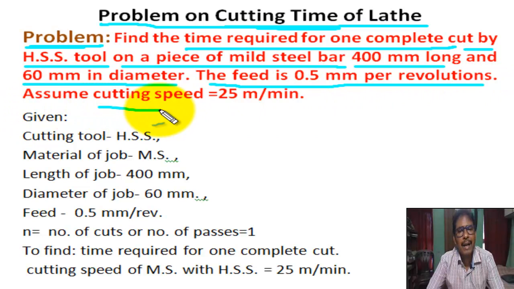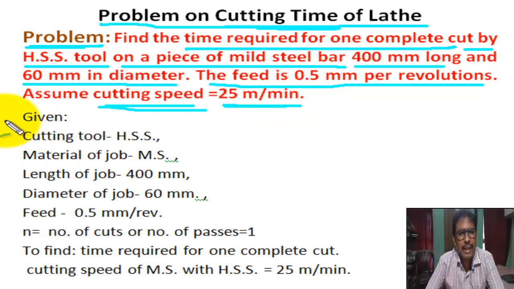Assume cutting speed equal to 25 meter per minute. If cutting speed is not given in our problem, we take cutting speed as 25 meter per minute for HSS tool and MS cutting material.